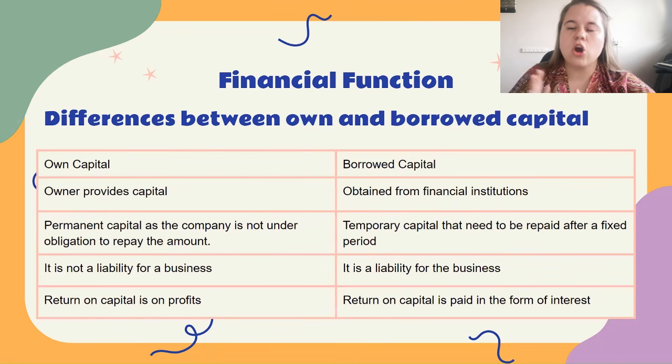Then we're looking at own and borrowed capital. Our own capital is where the owner provides capital. Say he contributes a vehicle to the business. That's our own capital. It is permanent capital, as the company is not under obligation to repay the amount. It is not a liability for the business, and return on capital is on profits.